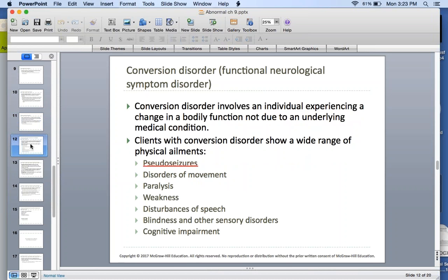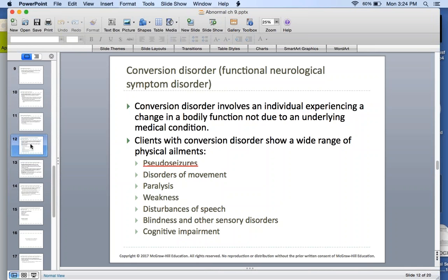The next disorder is really interesting, and this is called conversion disorder. Okay? It's also called functional neurological symptom disorder. Okay? Functional neurological symptom disorder, or conversion disorder. So if you think about conversion, converting, okay, it involves an individual experiencing a change in body function not due to an underlying medical condition. Okay, so clients with conversion disorder show a wide range of physical ailments. The first one that we have on here is pseudoseizures.